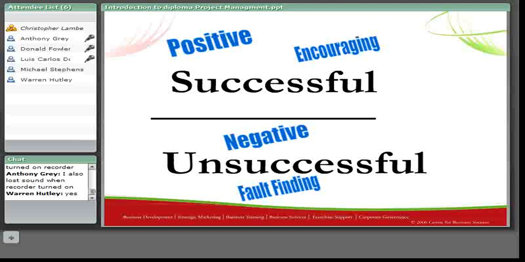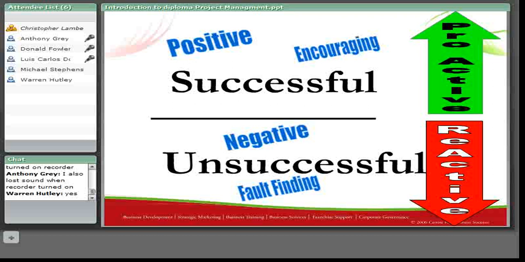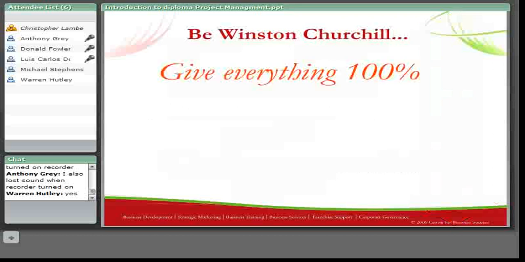What we need to try and be is proactive. Project managers should be proactive in any case. And I have some stories of what happens when project managers are proactive, the kind of service it brings and the results and the satisfaction it brings. Or we can be reactive. That's really an unsuccessful paradigm. It's negative and it's fault finding. So we need to try and be above the line on these things. So let's try and be encouraged by that. I encourage you to be a Winston Churchill.